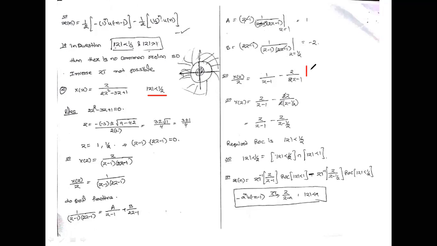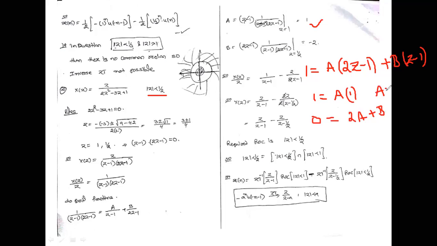Or otherwise, you can use 1 = A(2z - 1) + B(z - 1). Now compare the equations, or you can substitute z = 1, where the second term becomes 0. A times (2 - 1) is 1, so A = 1. So already we got A = 1 here. Now compare the coefficients, the constants or the coefficients. If I compare the z coefficient, on the left hand side there is no z term, and on the right hand side it is 2A + B.